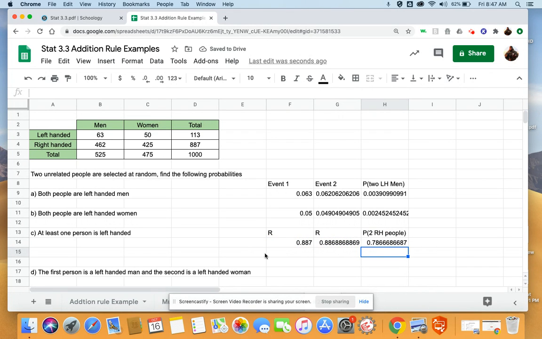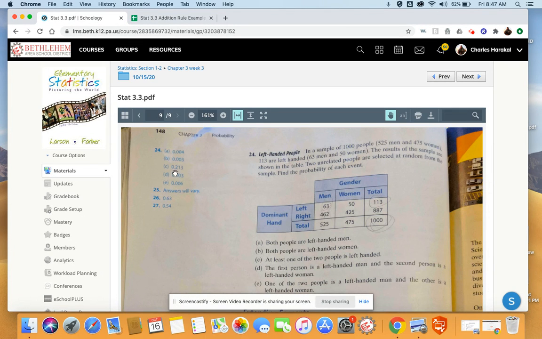Our final answer is going to be to do 1 minus 0.787. We'll round it to 3 decimal places. So to do that, we'll just type equals 1 minus that number. We get 0.213 is the probability of at least one left-handed person. 0.213, again, we're correct.